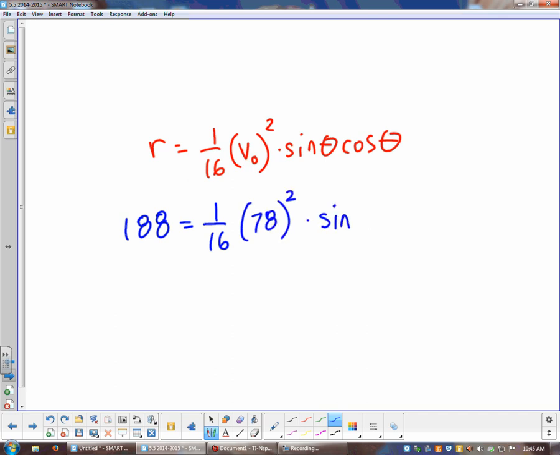So we can write this as sine of 2u, agree? So now I have, what's 2 times 188? 376 equals 1/16 times 78 squared times sine of 2u. So at this point, let's multiply both sides by 16. What's 376 times 16?